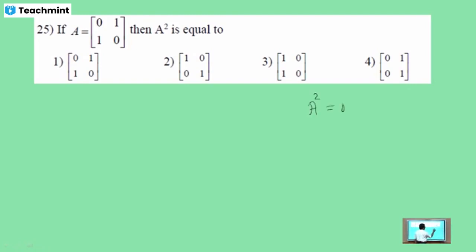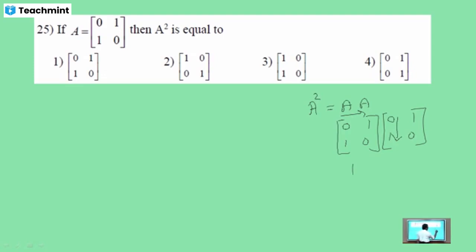A square is equal to A into A. What is the matrix A? A matrix is 0 1 1 0. When I multiply that with the same 0 1 1 0, what will we get? First row gets multiplied with the first column. 0 into 0 is 0, 1 into 1 is 1. So that first element is 1.